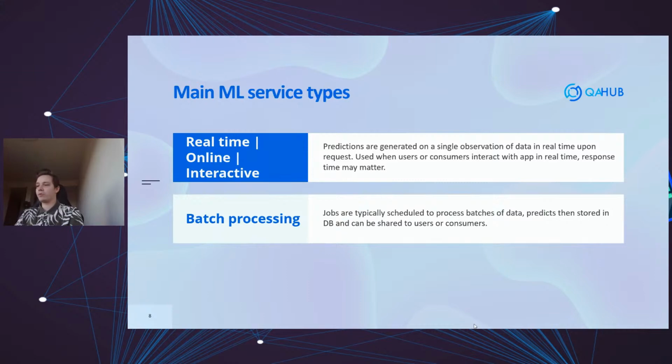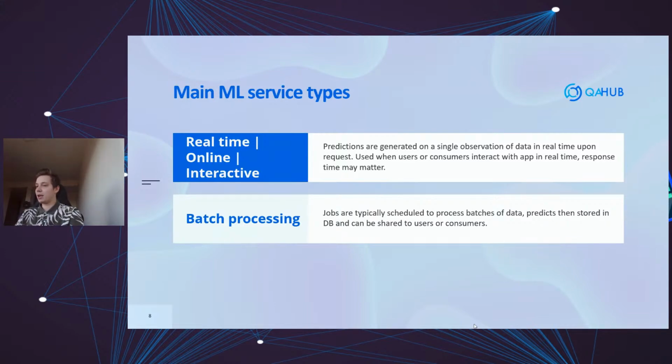There are two main service types: real-time, which is also called online or interactive, and batch processing. In the first case, predictions are generated on a single observation of data in real time upon request. It's usually used, for example, when you interact with an app in real time. For example, when you use your favorite mobile translate app on your mobile device, you take a photo of text or maybe just type it, and you expect the response with translation right away. So the response time may matter.